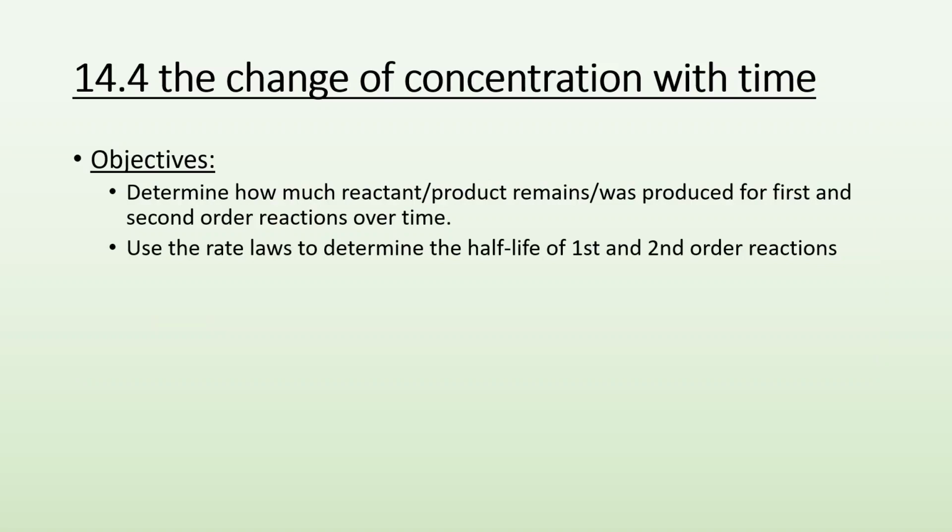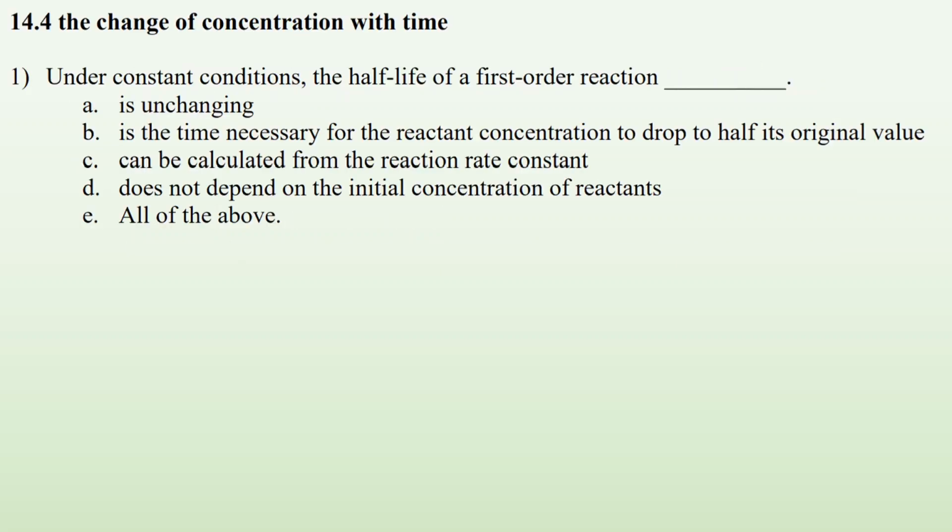Mr. Donahue here again. This time we're going to take a look at some practice problems for 14.4, the change of concentration with time. Our objective is to determine how much reactant or product remains or was produced for the first and second order reactions over time, and to use the rate law to determine the half-life of first and second order reactions. All right, number one, under constant conditions, the half-life of a first-order reaction is unchanging.